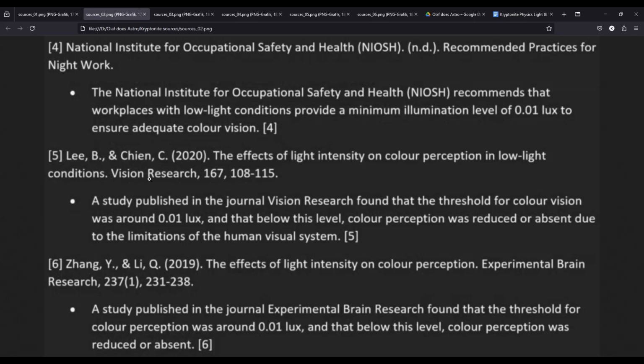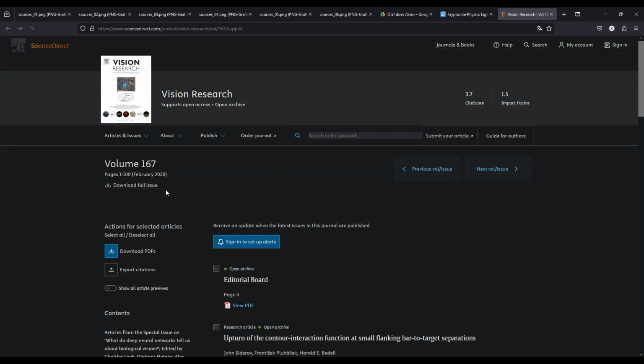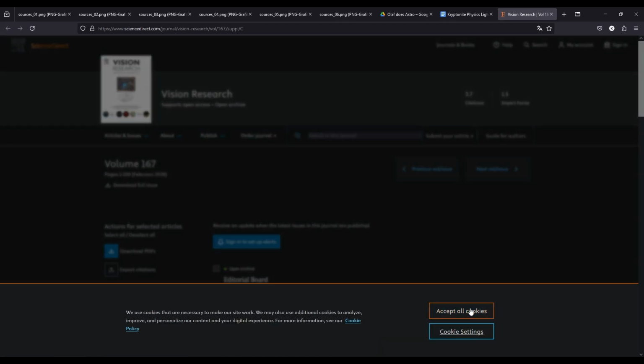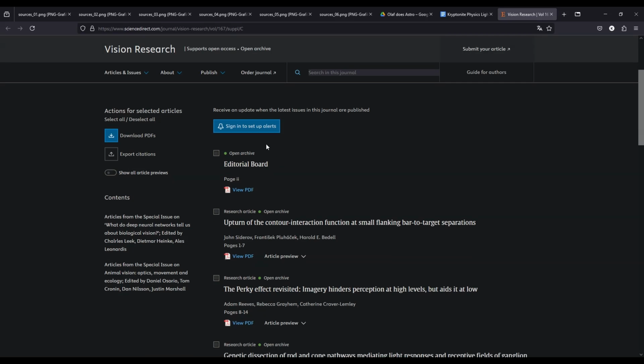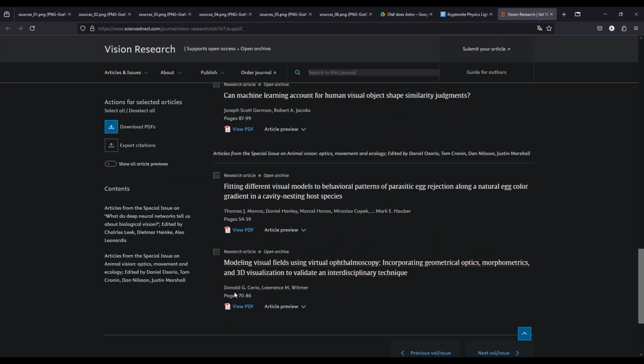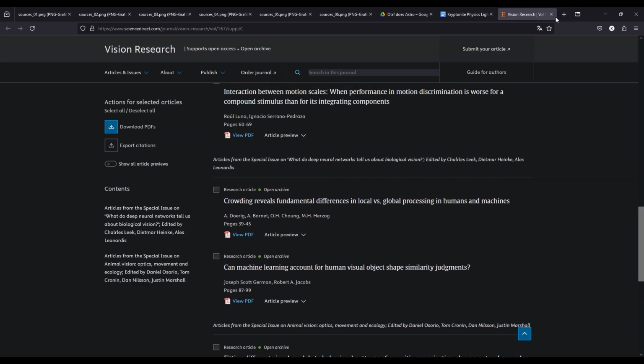Number 5, Vision Research, volume 167. Well, if I take a look, you can already see it down here. It doesn't have more than 100 pages. Vision Research, volume 167, only has pages 1 to 100. You can also check yourself. You see, nothing else is going on. Great so far.